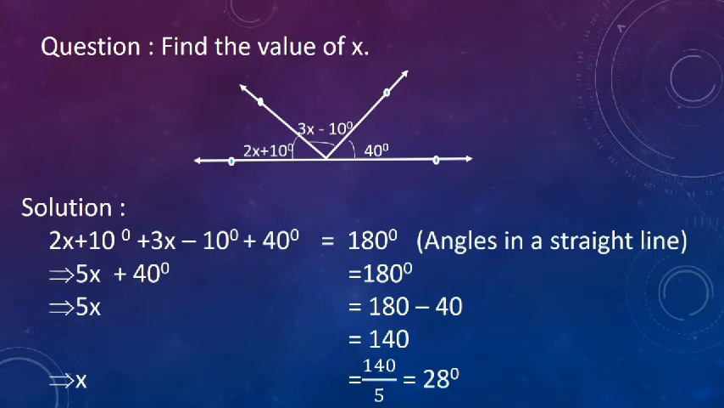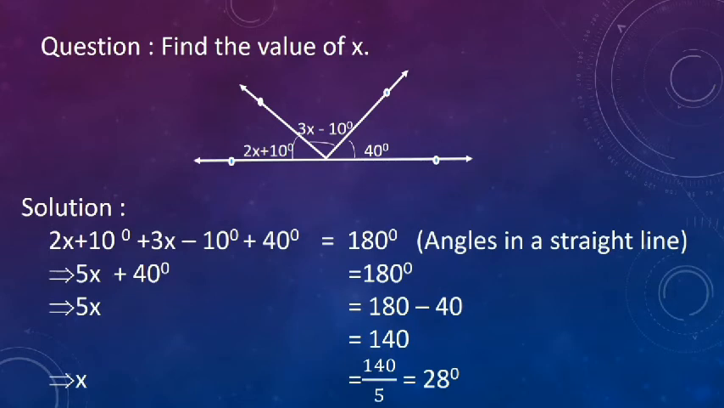You have to recall how to solve the equation. To solve the equation, we need to add all the terms including x. That means 2x plus 3x, that is equal to 5x, and we need to add all the constant terms, that is 10 minus 10 plus 40. That is, 5x plus 40 is equal to 180 degrees. We have more steps to get the value of x.